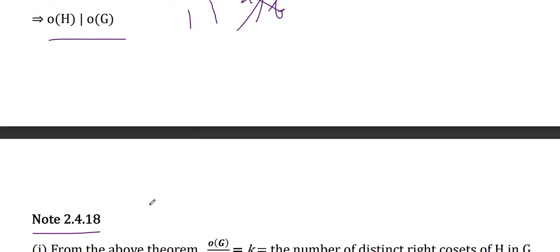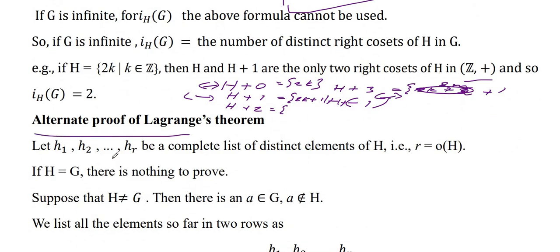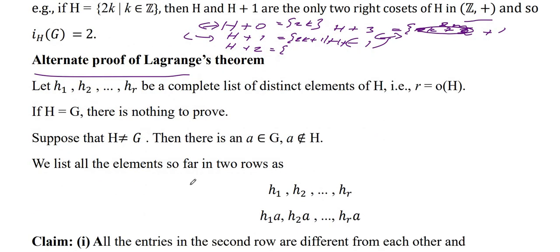So either that proof you can give, or there is an alternate proof of Lagrange's theorem, and here you know that you don't have to prove those results straight away. You can have the proof of this theorem. So how are we going to prove it?